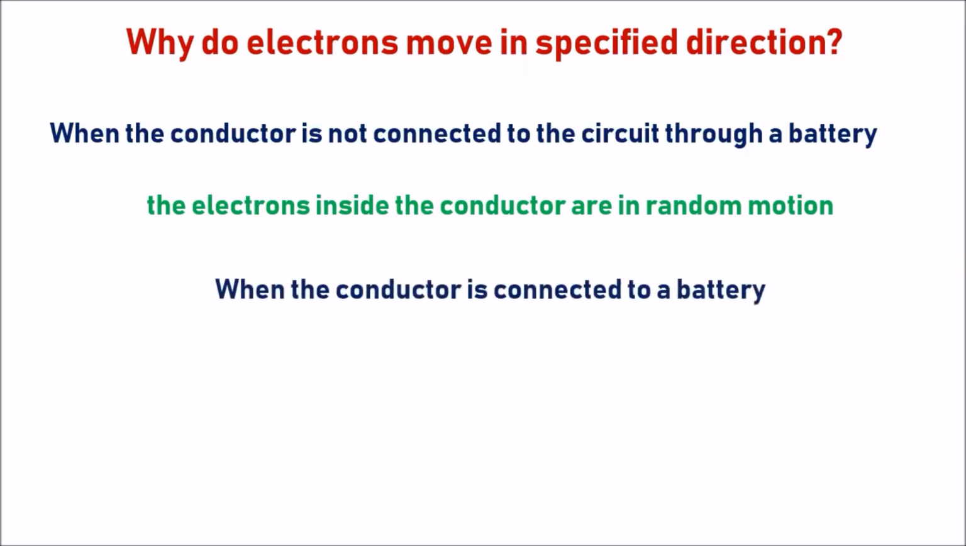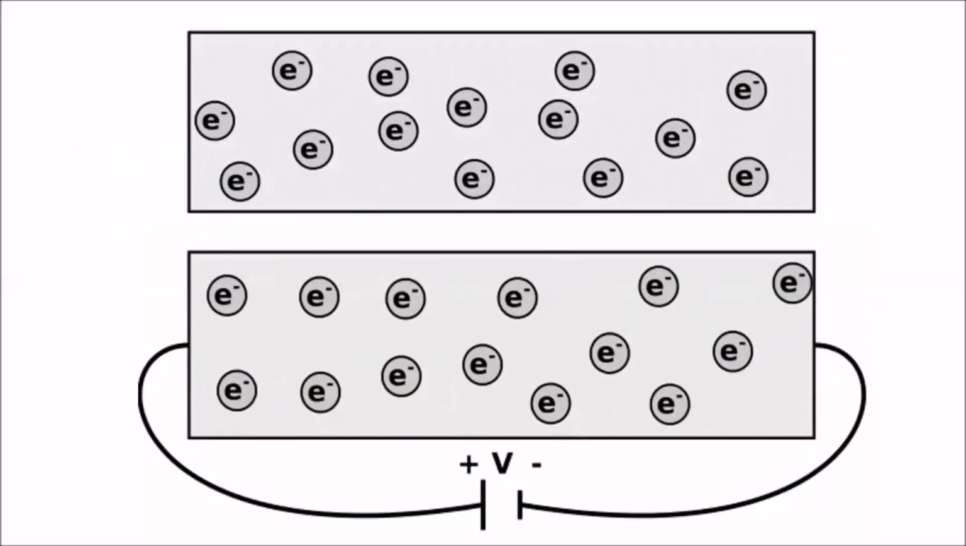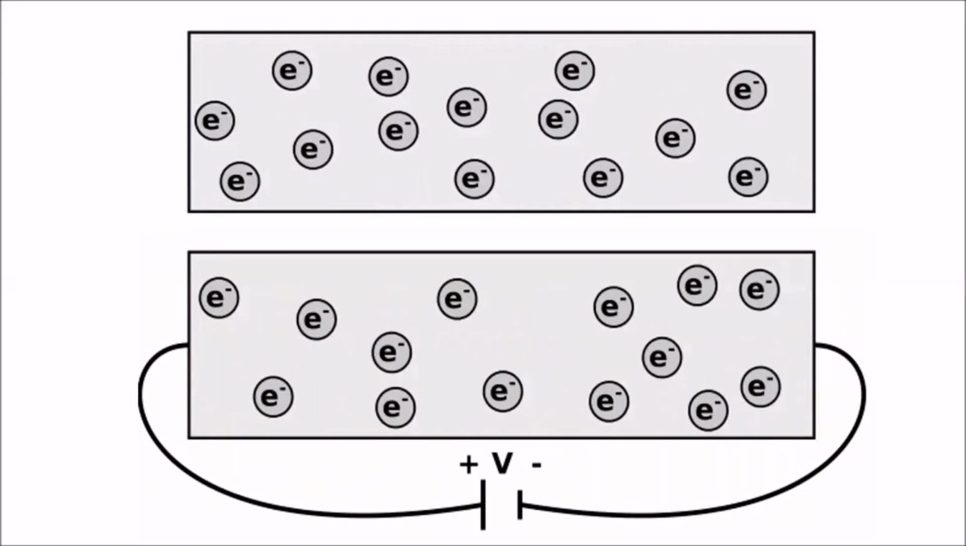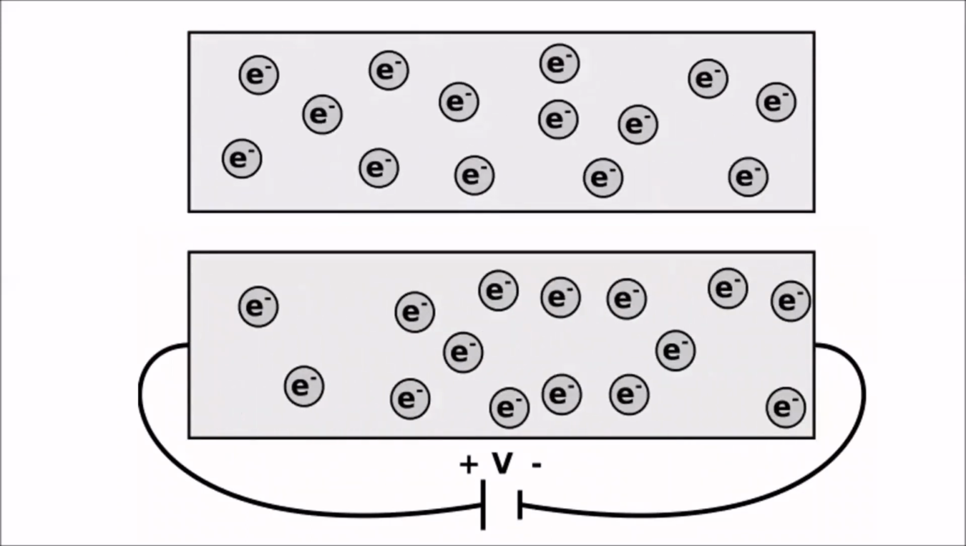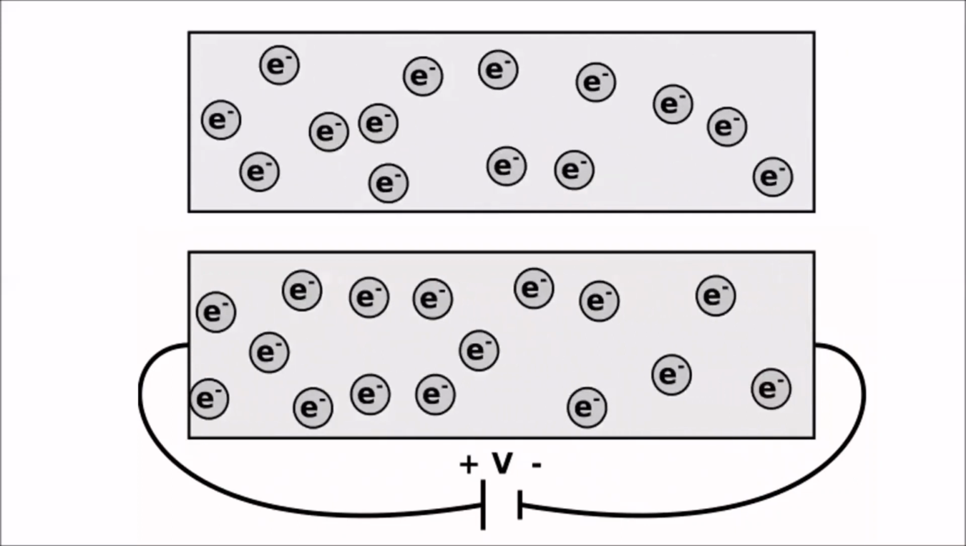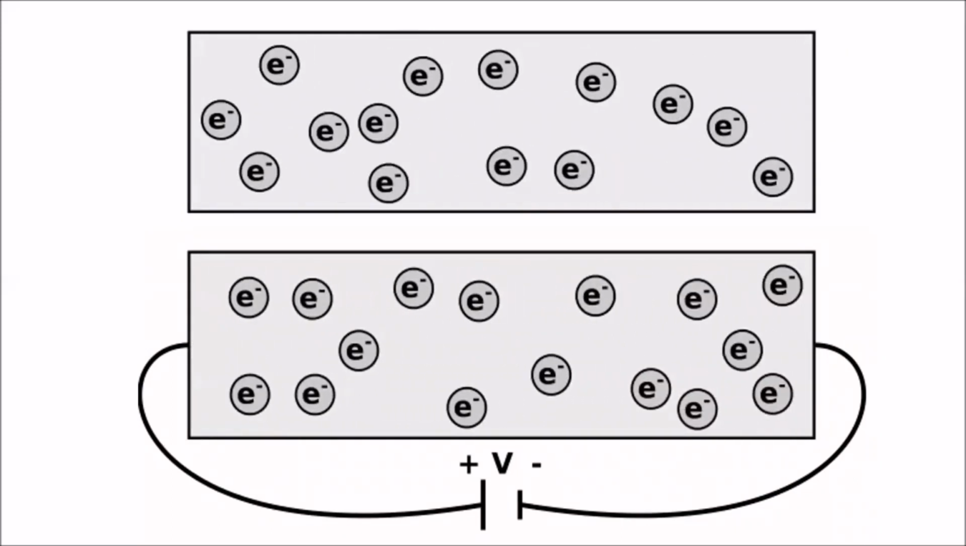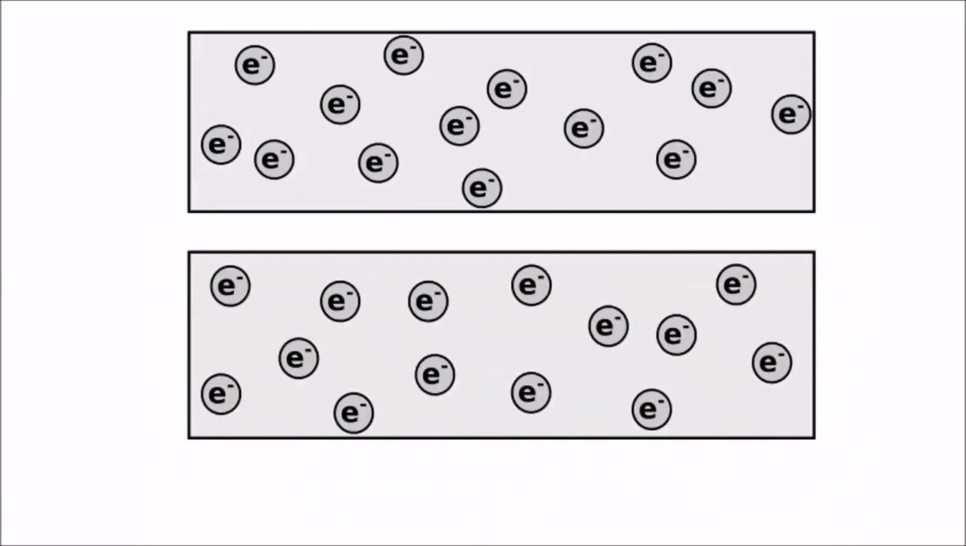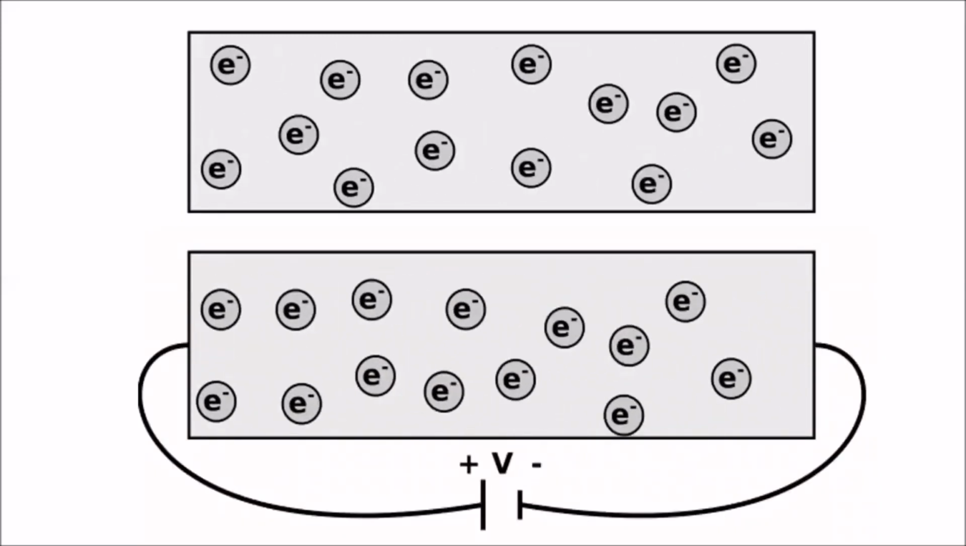When the conductor is connected to a battery, what will happen? The electrons move in a specified direction. So in a circuit, if there is no battery, we get random motion. If you connect a battery, there will be ordered motion. You can observe in the first diagram, those electrons are in random motion. In the second diagram, a cell is connected between two terminals, so automatically you can observe ordered motion.